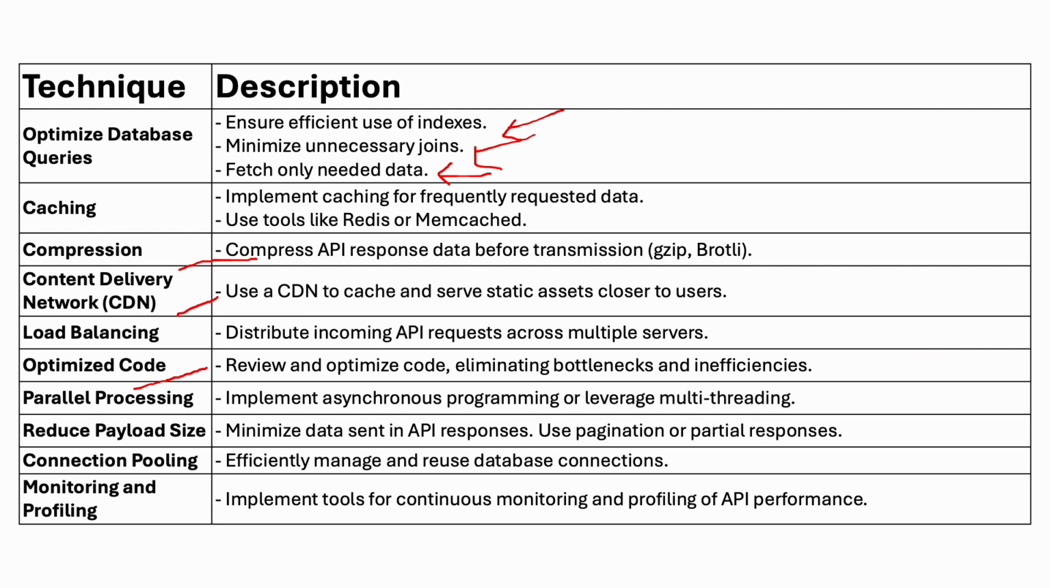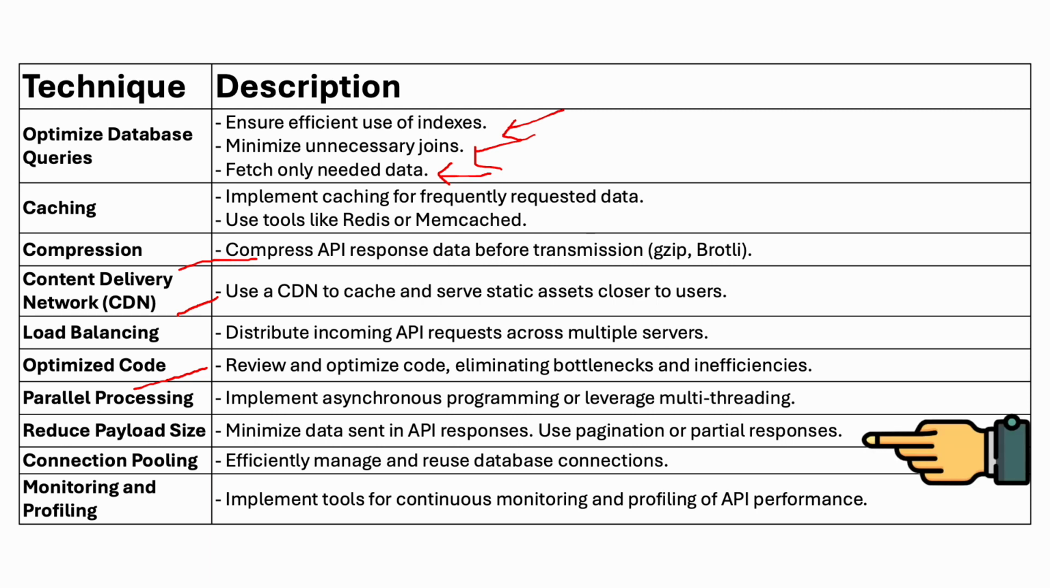Parallel processing: for example, if we have to fetch data from two distinct sources, then apply some algorithm on that, and then return the data back to the API as a response, can we not implement parallel processing wherein these two processes run in parallel? Then we are able to leverage multi-threading and enhance the processing time. That is the meaning of parallel processing.